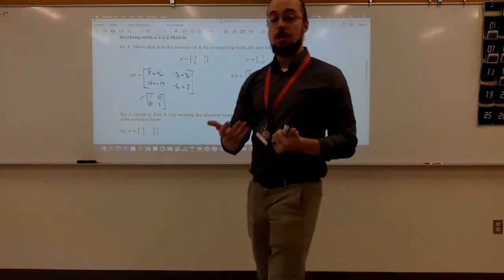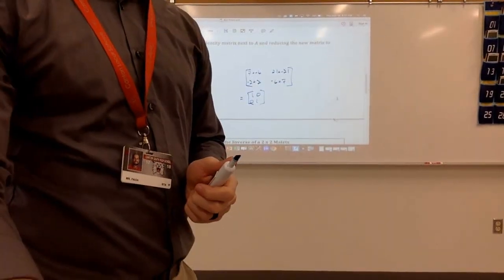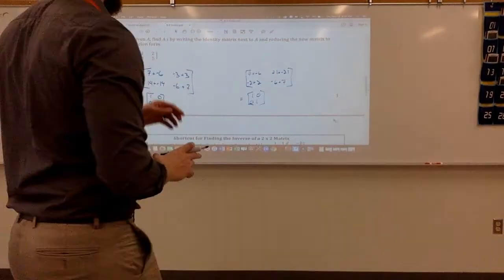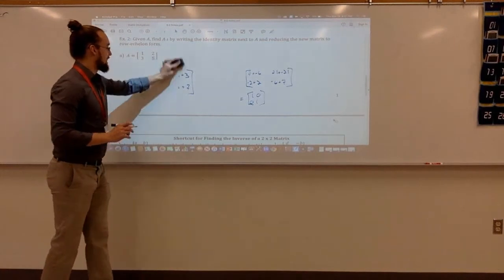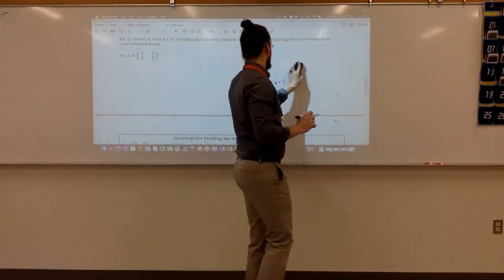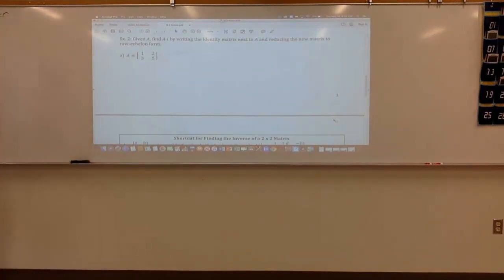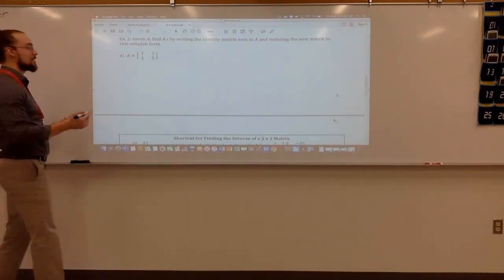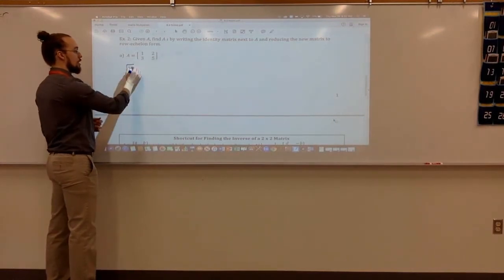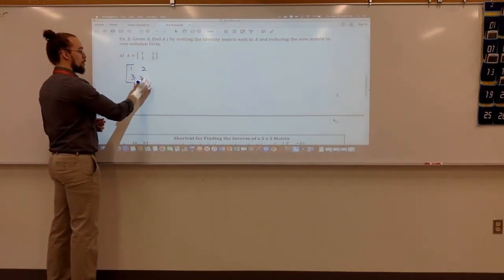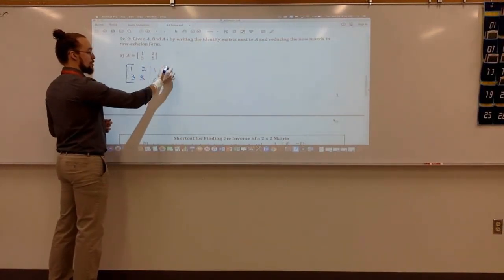All right, so let's talk about finding the inverse of a matrix. We want to find the inverse of this matrix by writing the identity matrix next to A. So what that's going to look like: I'm going to take my 1, 2, 3, 5, and then write the identity matrix over here.